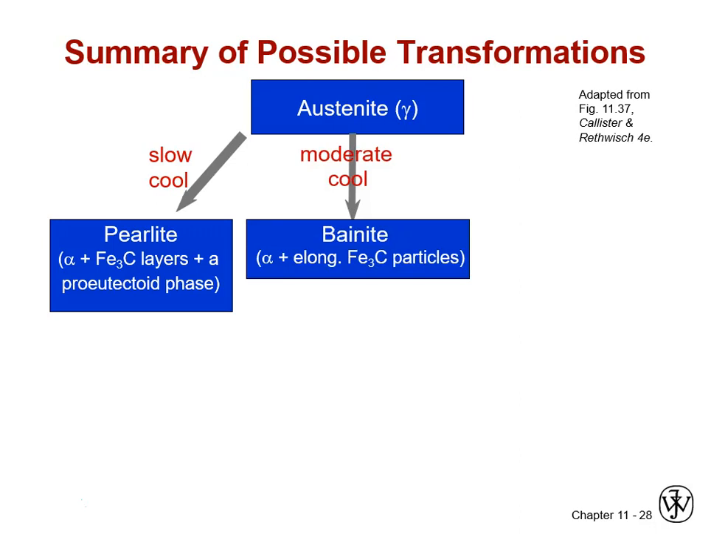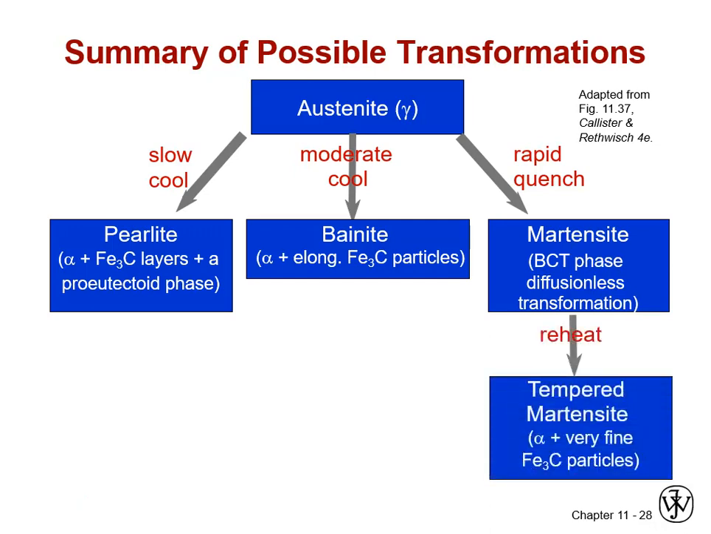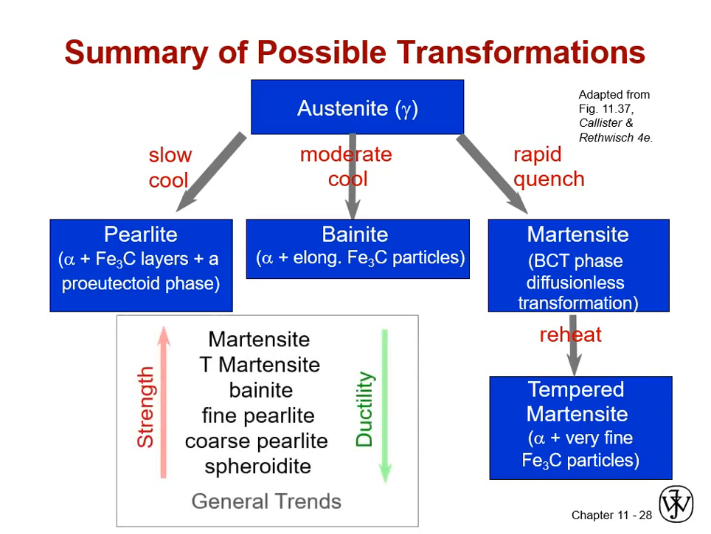If we cool a little bit faster, we'll get finer pearlite, and then we'll get bainite, which is our very rapidly cooled but still decomposition product. If we cool very, very rapidly, we will not allow the carbon to diffuse at all. We won't get any decomposition products and will form martensite, which we will, of course, reheat and temper before we put it into any structural use. And if we continue to heat it, we will eventually get spheroidite, and we will lose strength, but we will achieve a tremendous amount of ductility.